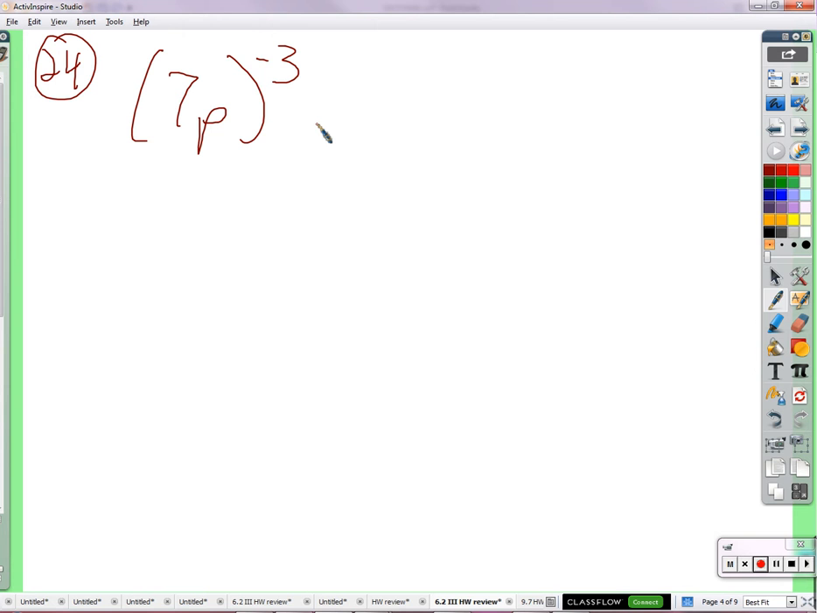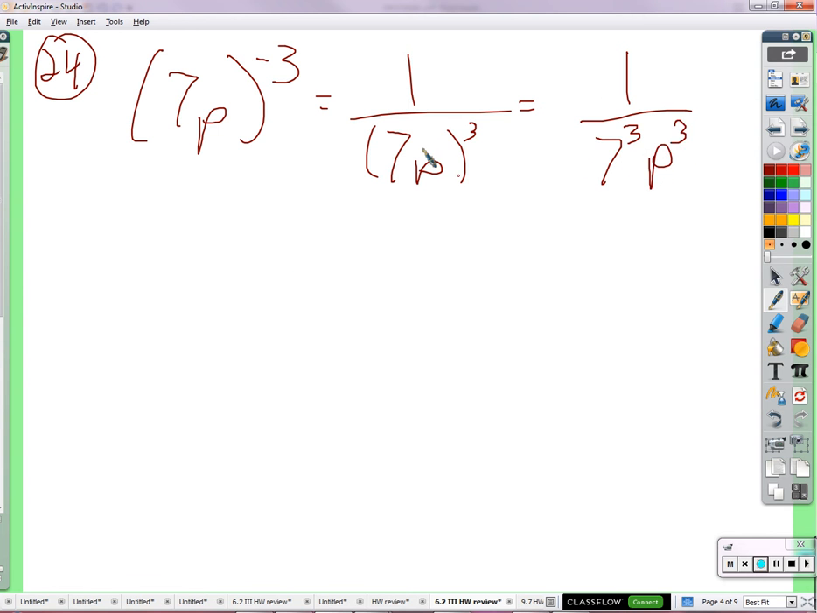Okay, so we've got a similar situation. We've got a thing inside the parentheses raised to a negative, so we could go ahead and deal with that negative exponent first, if you like. Put it as 1 over, still 7p in parentheses. The only thing that's changed is the exponent is positive. And then put 3 and 4. So we get 1 over 7 cubed times p cubed, right? So each of these is raised to the third.